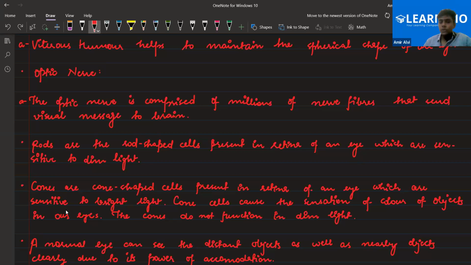Okay. So cones are sensitive to bright light. Cone cells cause the sensation of color. It means that the colorness of this world is basically due to the cone cells. Cone cells are responsible for giving color to the vision. They only act in bright light. So rod-shaped cells are activated in dim light, and cone-shaped cells are activated in bright light. The cones do not function in dim light. It's very, very important to understand.